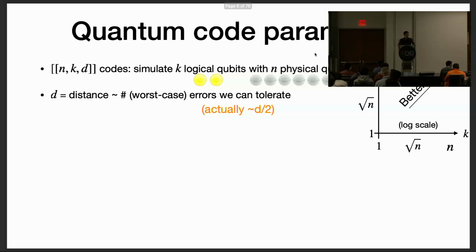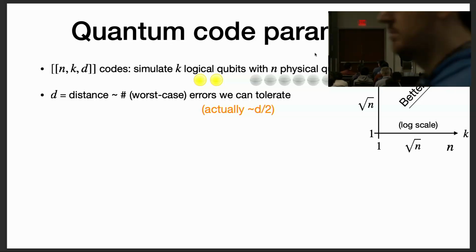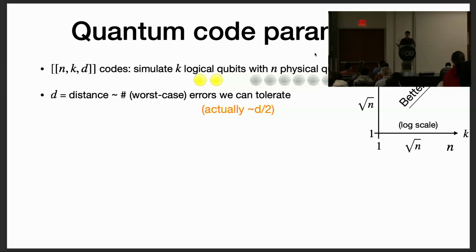I'm going to make a lot of plots like the one on the right. We've got k and d on the axes, and we measure k and d relative to n. Larger k is better because that's less overhead. Larger d is better, that's more error tolerance. So better codes are up and to the left. And we're doing this on a log scale, so halfway is root n as opposed to n over 2.